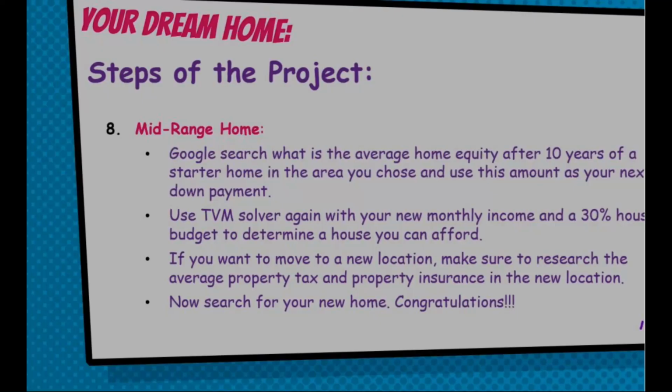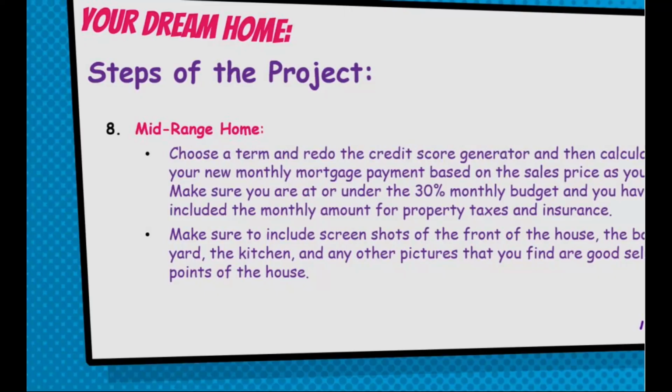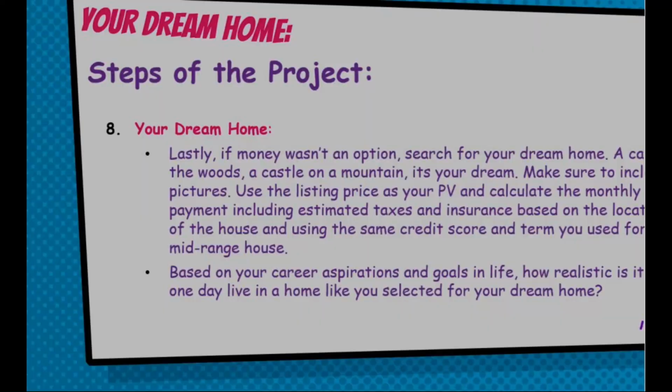Now search for your new home. Congratulations. Choose a term, redo the credit score generator, and then calculate your new monthly mortgage payment based on the sales price as your present value. Make sure you are at or under the 30% monthly budget and you have included the monthly amount for property taxes and insurance. You need to make sure to include screenshots of the front of the house, the backyard, the kitchen, and any other pictures you find are good selling points.